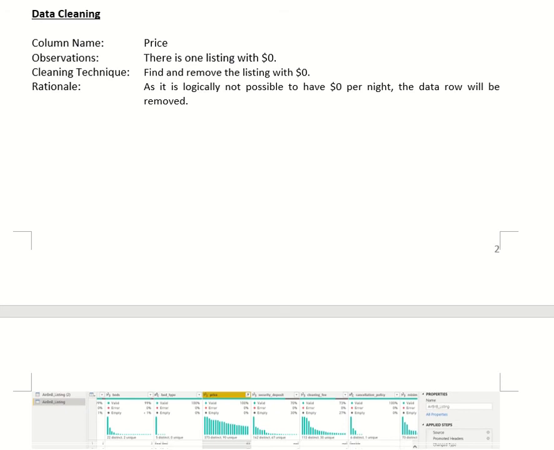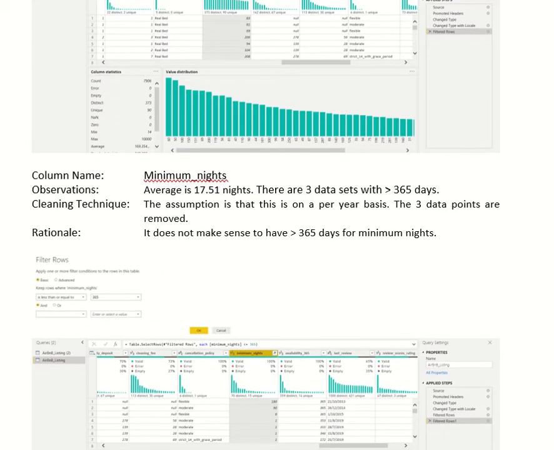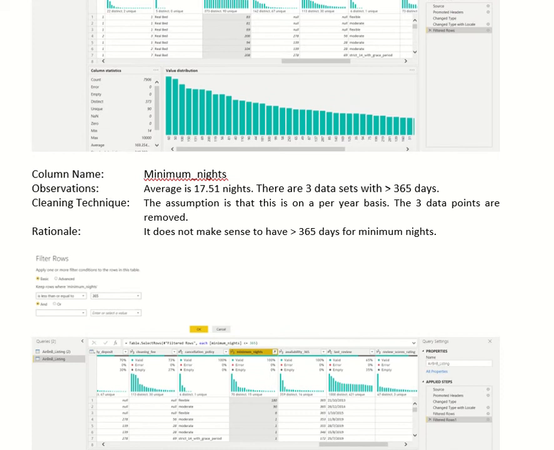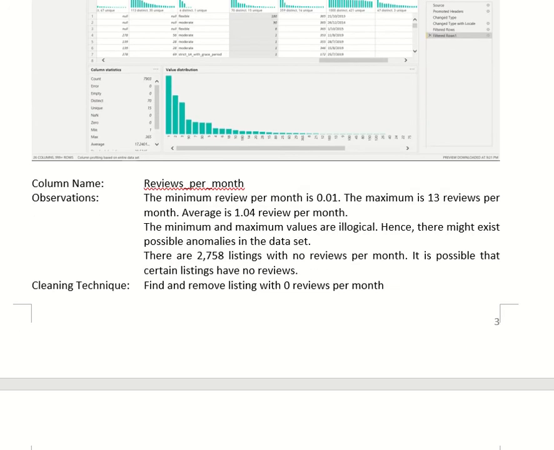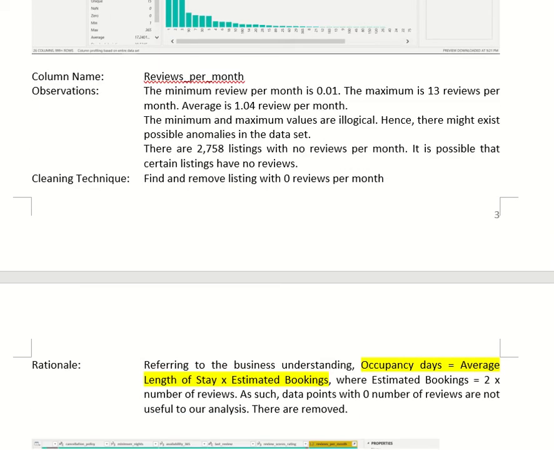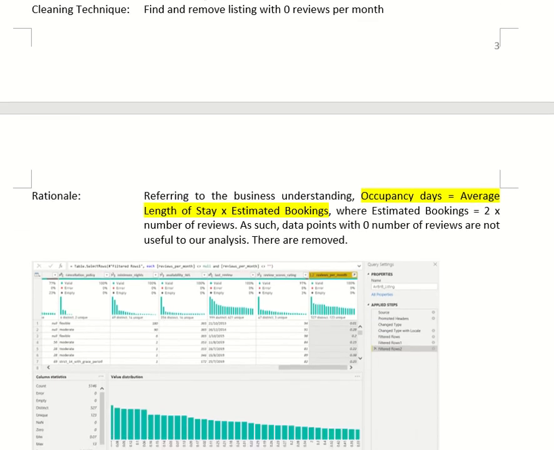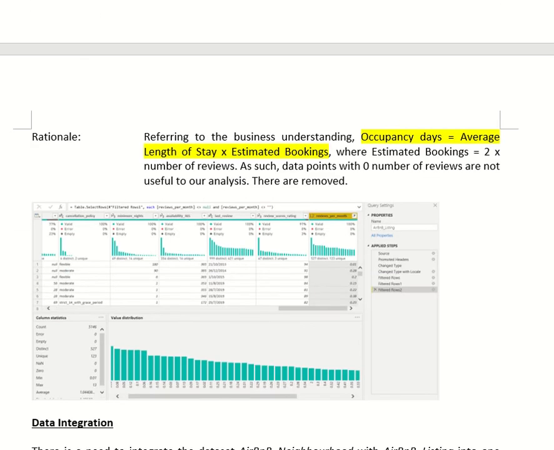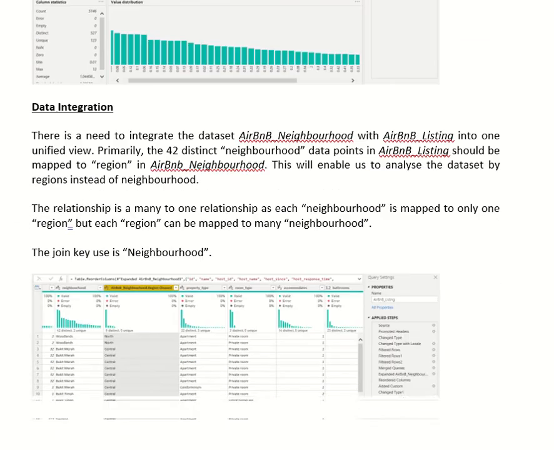For data cleaning on price, listings with a $0 price are removed. For minimum nights, the assumption is that this is provided on a per year basis, so anything more than 365 days doesn't really make sense, and we have removed those 3 points as well. For reviews per month, my general analysis shall target those with a minimum of 1 review per month, so those with 0 reviews per month I have removed. It's because of the formula: the formula gives you 2 times 0, which is 0, so these are not useful to us.